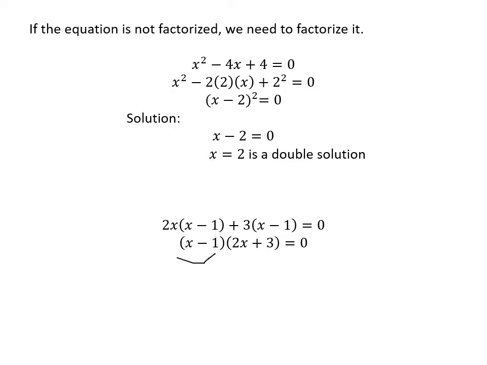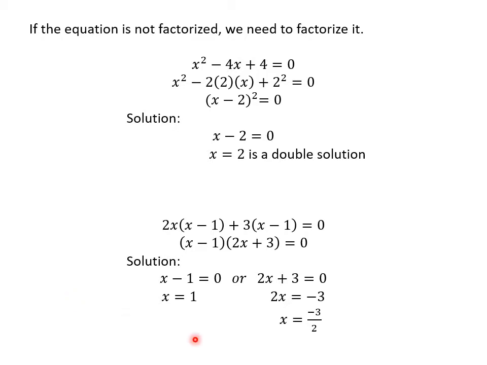So remember the zero property. It is a times b equals 0, which means we can solve each one alone: a equals 0 or b equals 0. Then the solution is x minus 1 equals 0 or 2x plus 3 equals 0. Solve each one alone and the solutions will be x equals 1 and x equals negative 3 over 2. So whenever we have an equation that is not factorized, we need to factorize it.